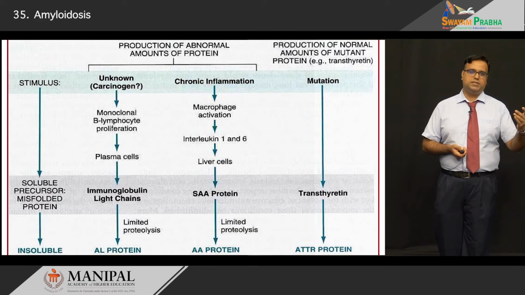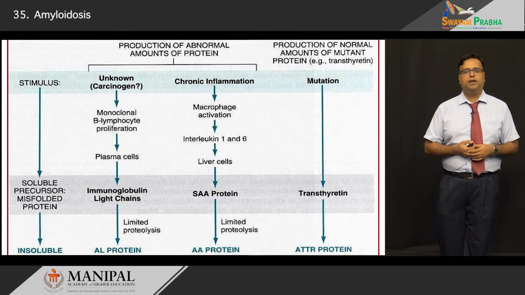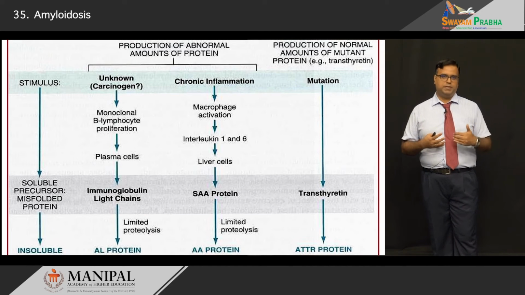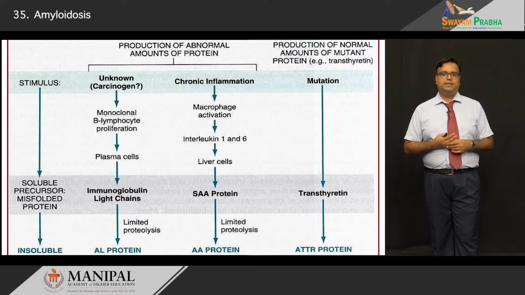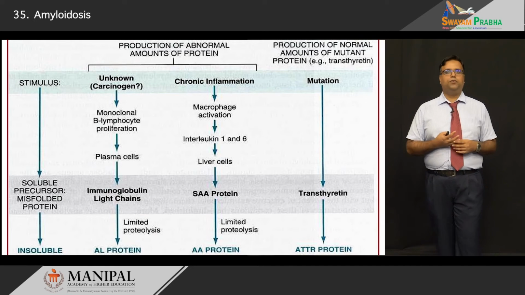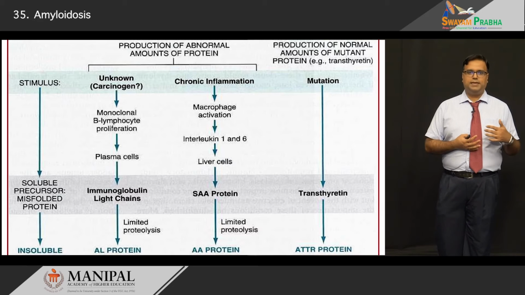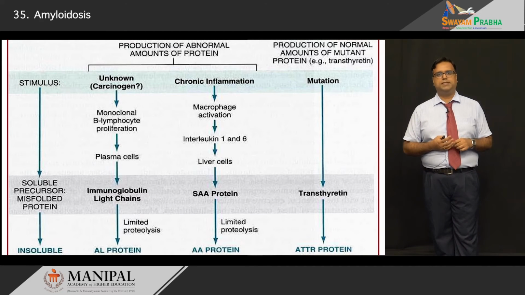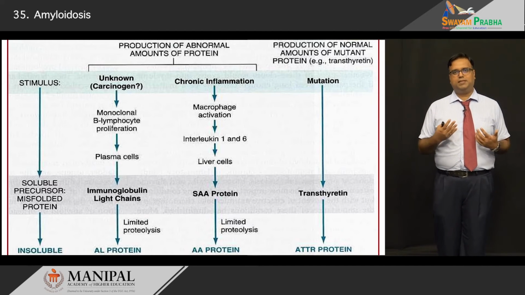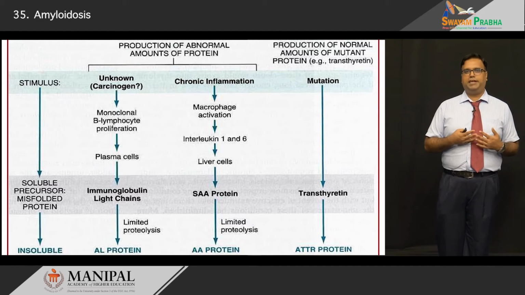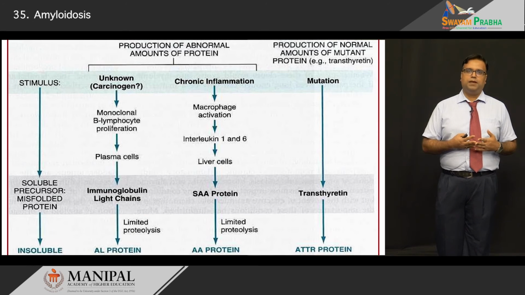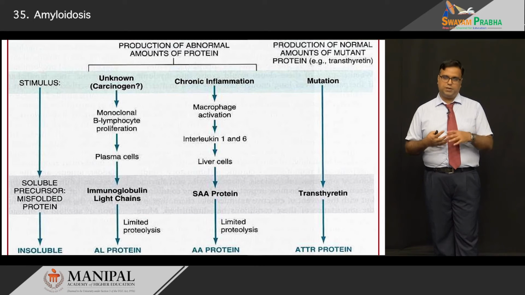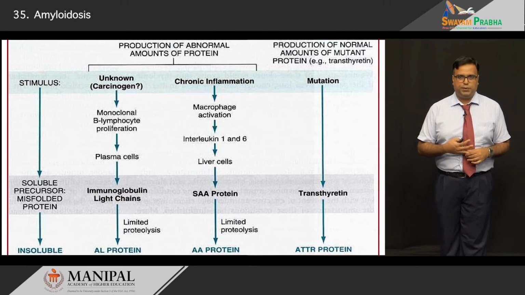As you can see, the initial stimulus on the left of your screen, you can see there is a soluble precursor molecule which is misfolded and finally becomes insoluble. Let's take the context of unknown carcinogens. You can see there is monoclonal activation of the B lymphocytes. The template example for this is myeloma, where you'll see an increase in the number of plasma cells, which produce a lot of light chains of the immunoglobulins. There has been limited proteolysis of these immunoglobulins and they accumulate. This is what is called your AL or primary amyloidosis.